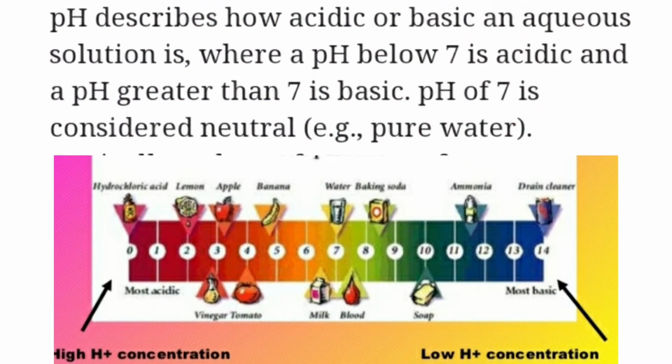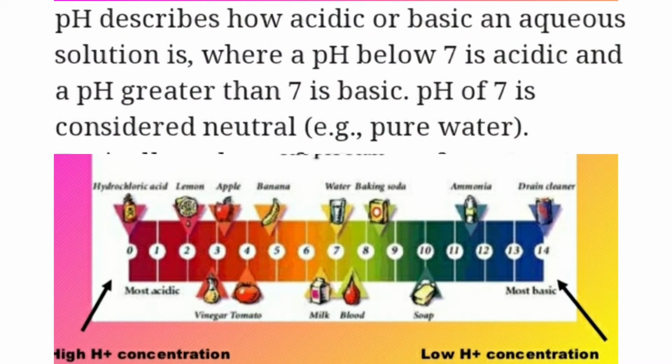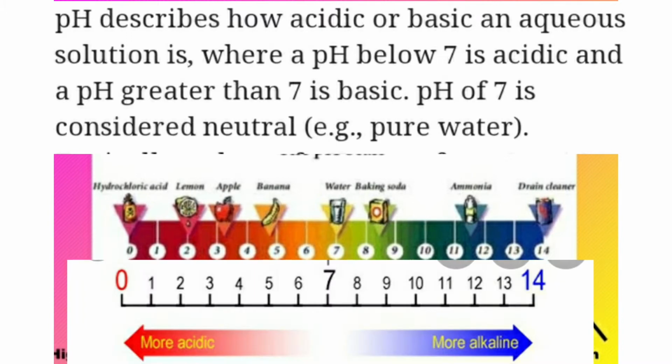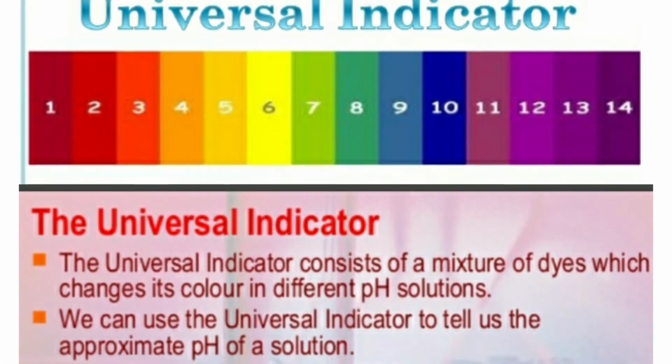So pH describes how acidic or basic an aqueous solution is. Where a pH below 7, children, that is 6 to 0, is acidic in nature. And the pH greater than 7, that is from 8 to 14, it is basic in nature. What are universal indicators, children?